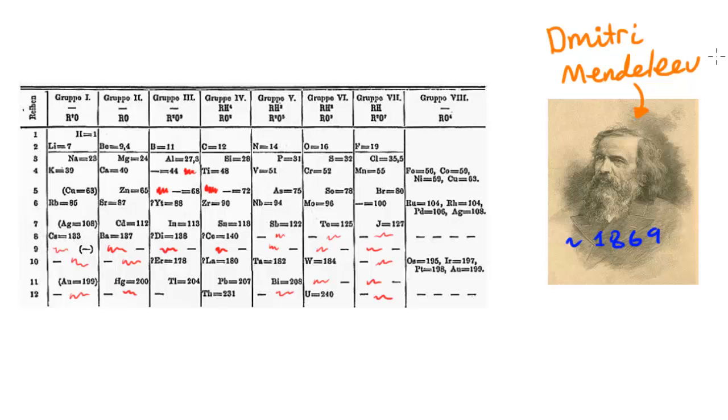In this video, I'm going to be taking a look at Dmitri Mendeleev, who I have a picture of him here, and he was a Russian chemist, and he did a lot of work on the periodic table. And this is a version of the periodic table which he created in around 1869, so like 150 years ago.